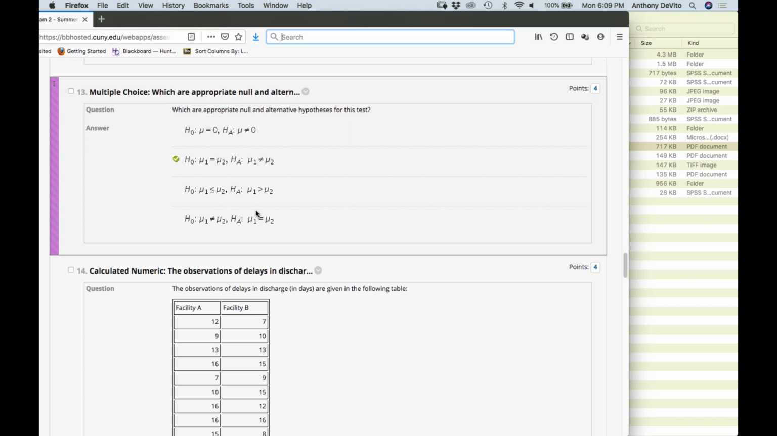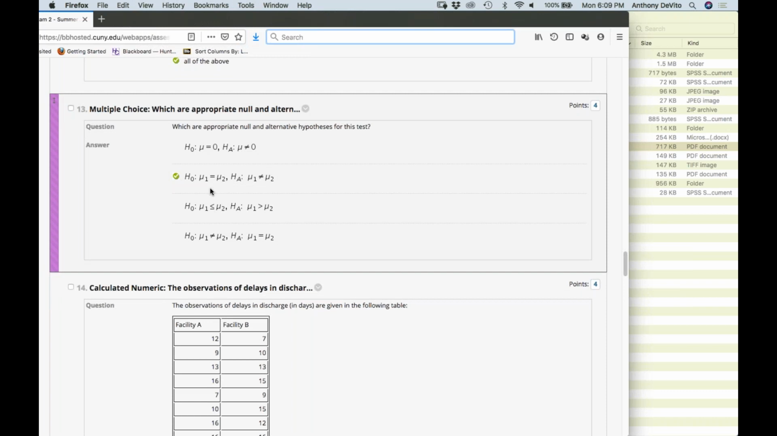Okay, now, which is the appropriate null and alternative hypothesis? Almost everybody got this right. The null hypothesis: the mean for group 1 is equal to the mean for group 2. Alternative hypothesis: the mean for group 1 is not equal to the mean for group 2. Now, two things about that you should recognize. One is that notice that we use mu.